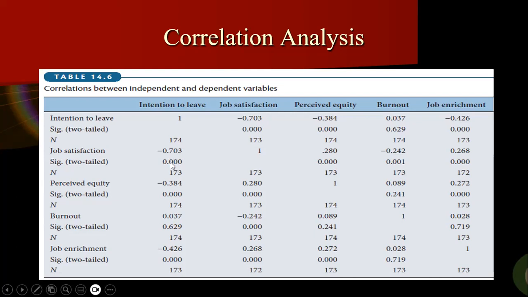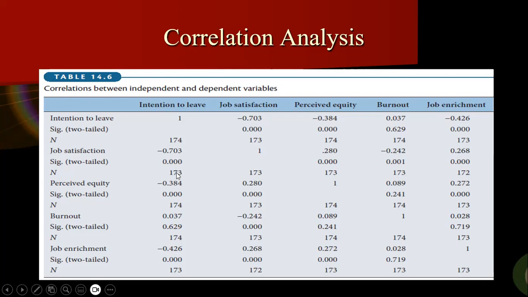Let's say if this value is not less than 0.1, it can also be less than 0.05. That means our result is significant at 5%. And the third level of the significance is 1%. If this probability value is less than 0.01, we will say that this result is statistically significant at 1% because this value is less than 0.01.